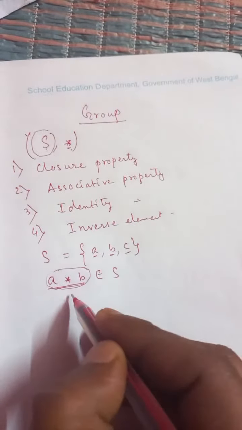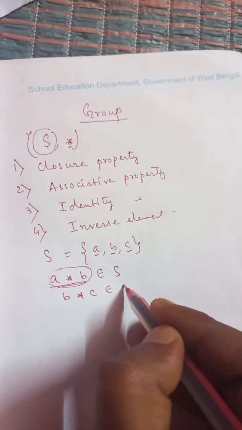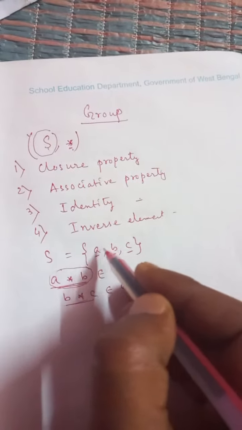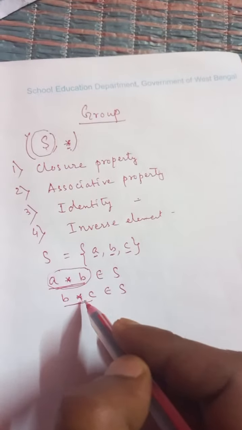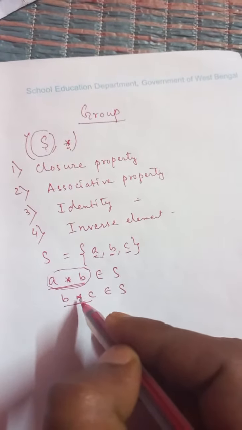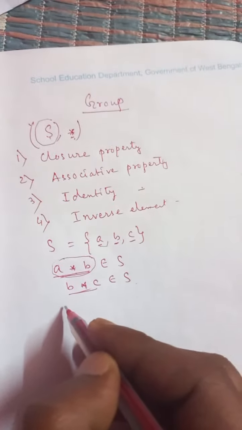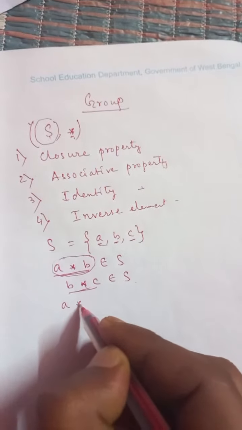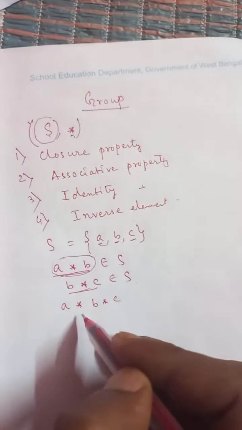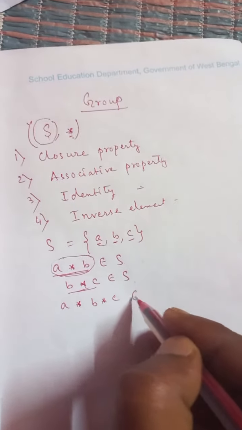Now another binary operation, B binary operation C, also belongs to the set S. So this can also be A or B or C. Any element we get after the binary operation from these three elements must belong to this set S. So if we take all three elements together, A binary operation B binary operation C, any element we find also belongs to the set S.